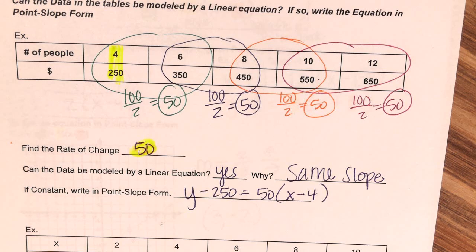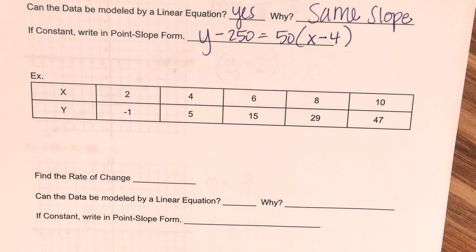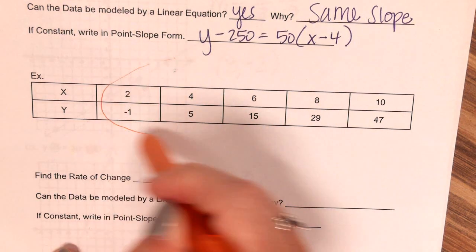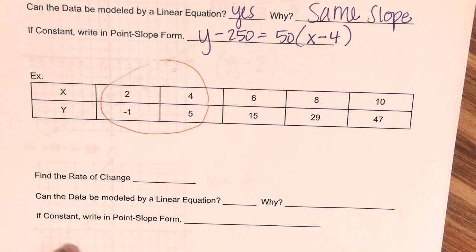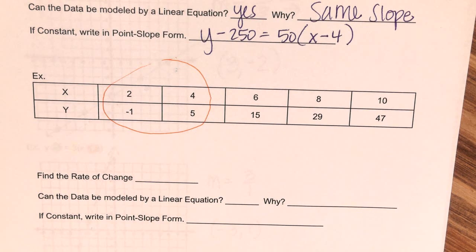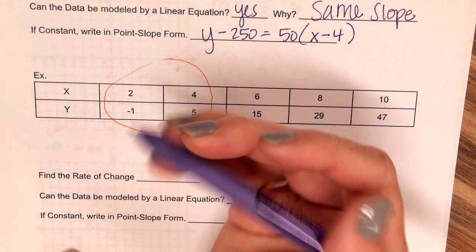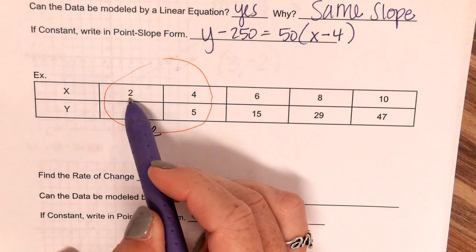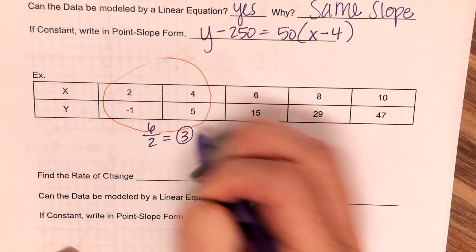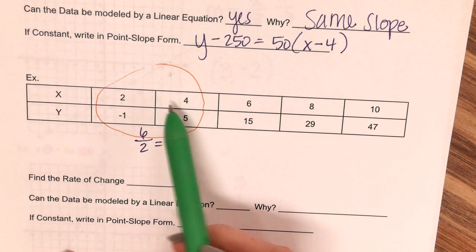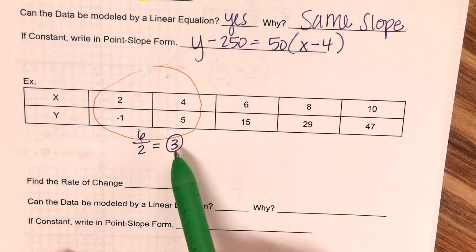All right, same question on this next one. Can this table be modeled by a linear equation? So how do I know if the slopes for the whole table are the same? I'm going to do this point first. What is 5 minus negative 1? That would be the change. It would be positive 6 over what's 4 minus 2? 2. What's 6 divided by 2? All right, so if this is linear, the whole table better have a slope of 3.